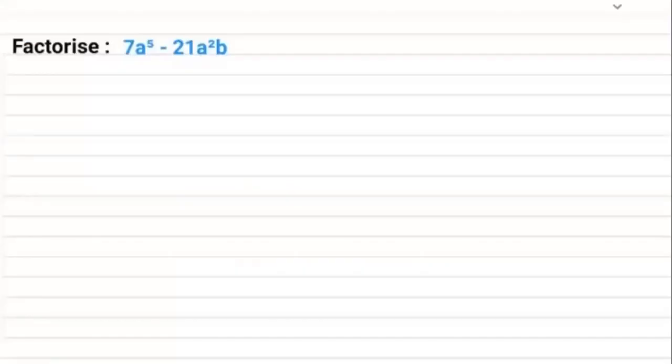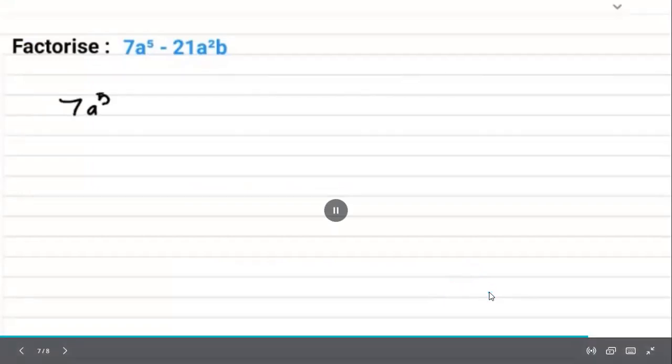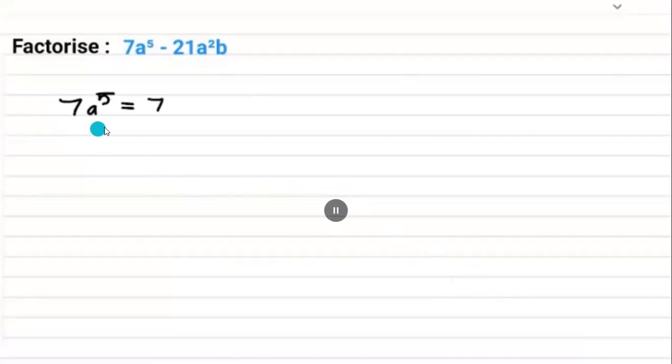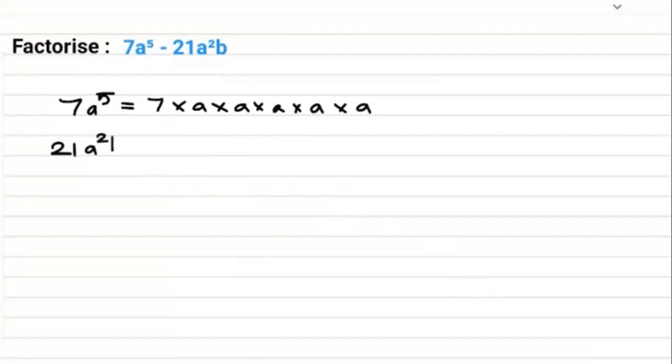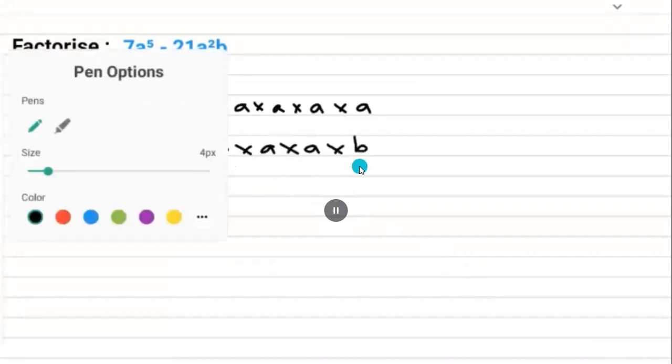So first example, 7a power 5 minus 21a squared b. First, 7a power 5 can be written as 7 into a power 5, which means a is written 5 times, so a into a into a into a into a. Next, 21a squared b. 21 can be written as 7 into 3, so it is 7 into 3 into a squared and b.